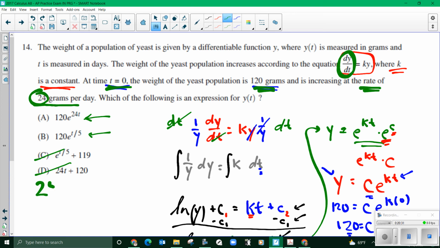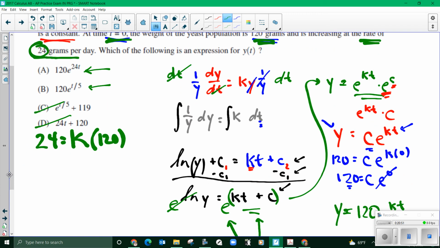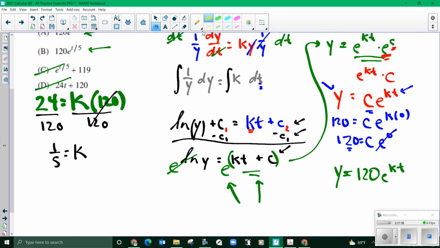So I'm going to say 24, which is my dy/dt, equals k times y. What is y? y is population. There you go. So let's divide both sides by 120. And yeah, that is 1 over 5. That equals my k. That's my constant k. So that 1/5, and this is a lot of work. This is a tough problem. It's a complicated problem. 1/5, that's going to go in for my k value right here.